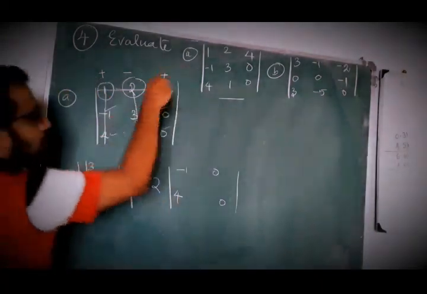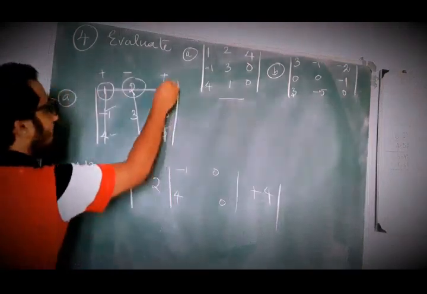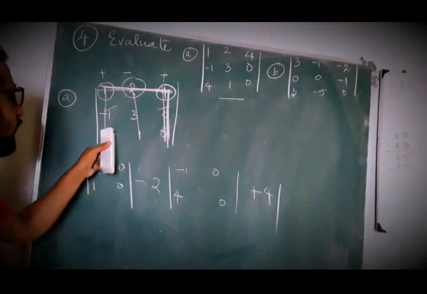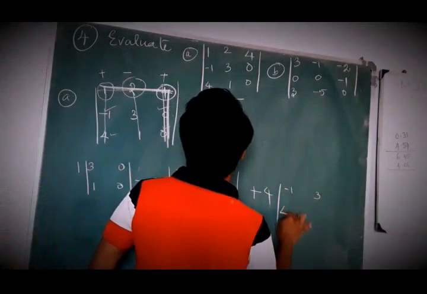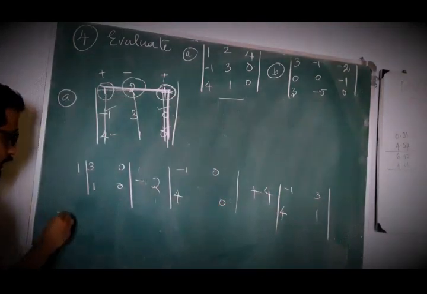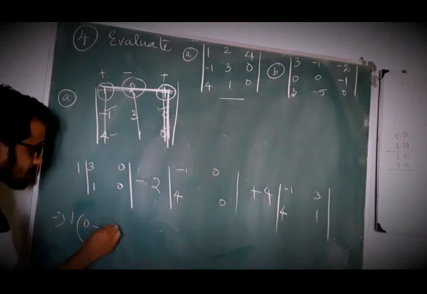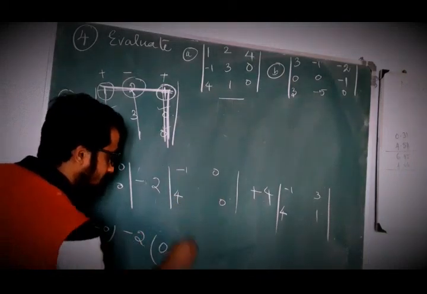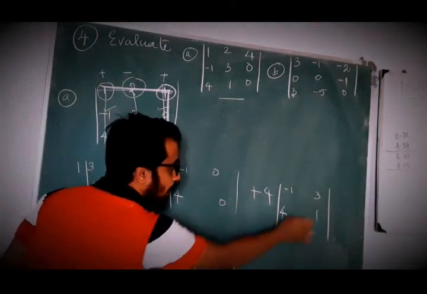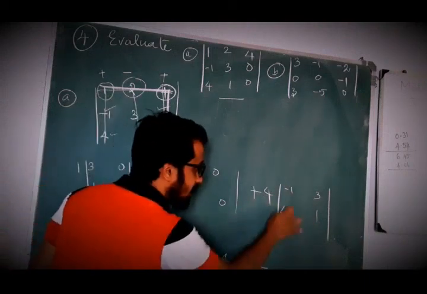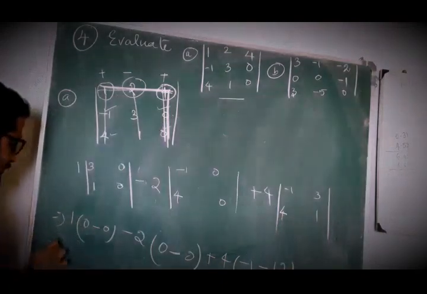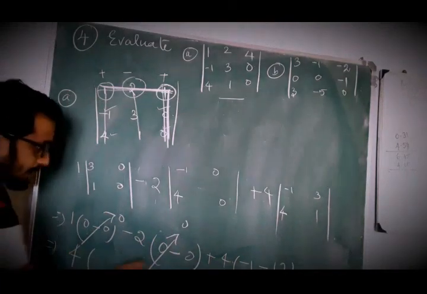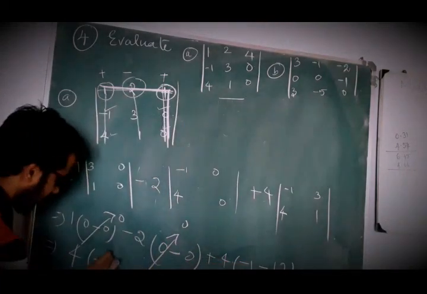Yes or no? Now, plus 4 into, excluding this row and this column, remaining minus 1, 3, 4, 1. That is 1 into 0 into 3, 0, minus 0, because 1 into 0 is 0, minus 2 into 0 into minus 1, 0, minus 4 into 0, again 0, plus 4 into, 1 into minus 1 minus 4 threes, minus 12. This will become 0, this also will become 0, 4 into minus 13.